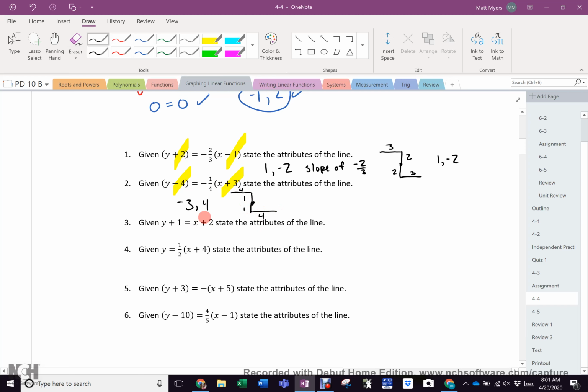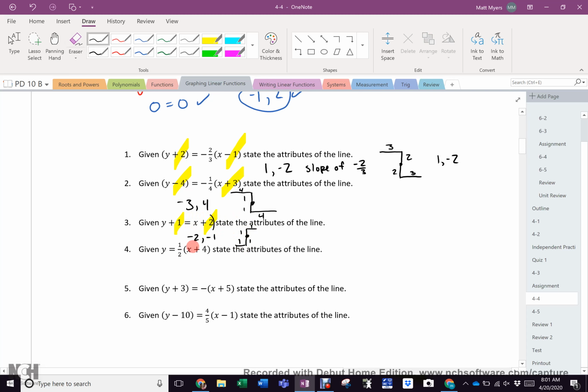What about this one? This one's a little trickier. What's missing? Well, there's no brackets and there's nothing there. But I still have this and this. So my point is -2, -1. What's my slope? Well, if there's no slope written there, it's not multiplied by anything, so that would be a 1. So I got to go to -2, -1, up 1, right 1, up 1, right 1, or down 1, left 1.